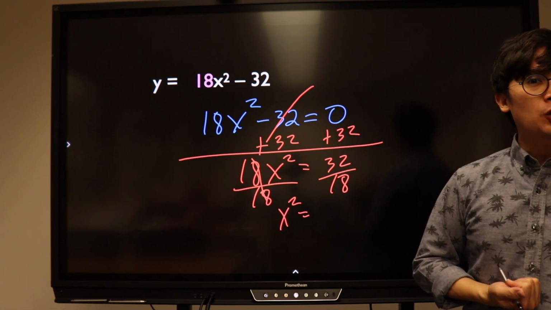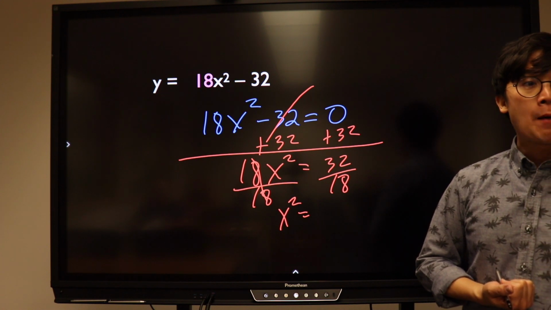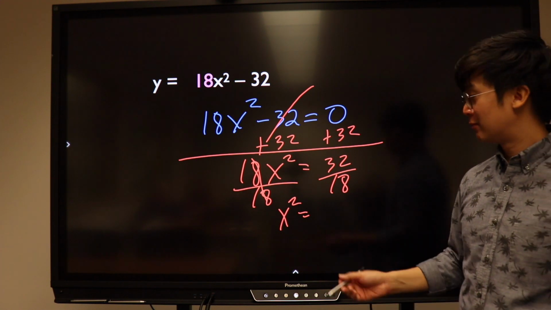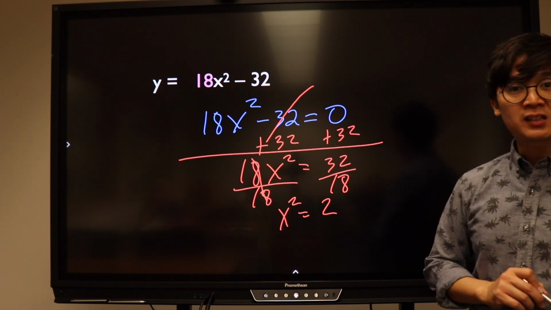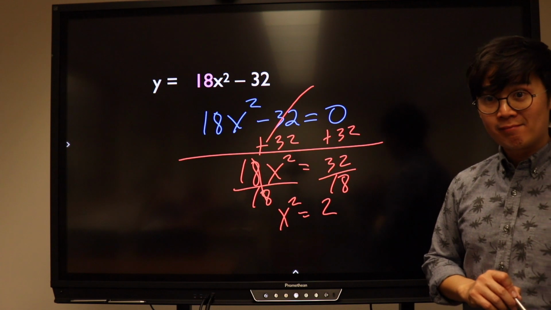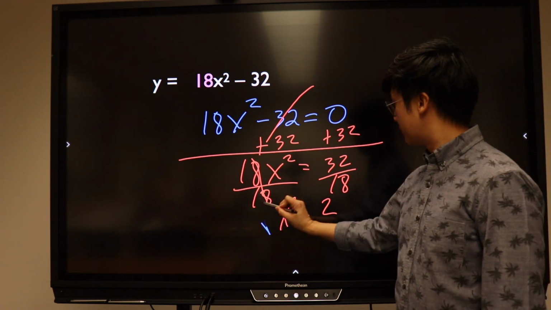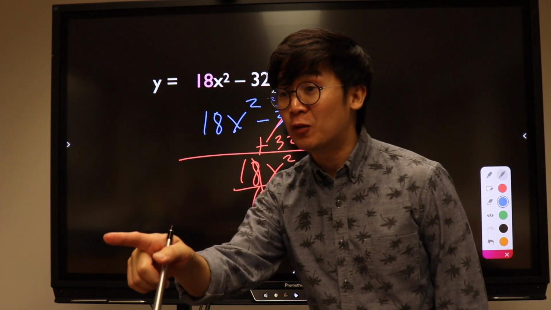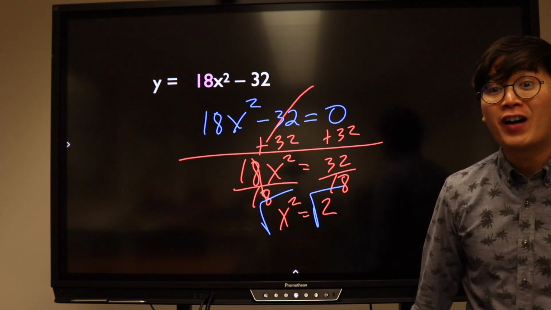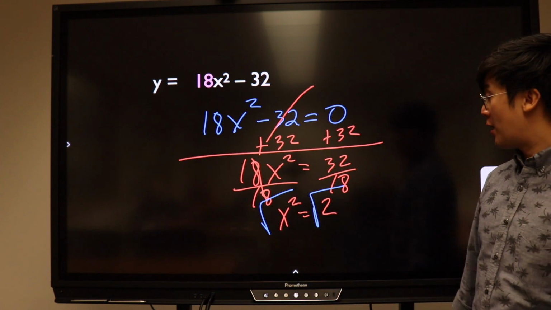18. Can 18 go to 32 perfectly? How many times does 18 go to 32? Twice. Yeah, 2 times 18 is 32, right? Are we finished? No. What's the next move? Square root of both sides. Square root. But we're not doing square root of 18. We're doing 32 divided by 18. Oh. So we have x squared equal to square root of 2.